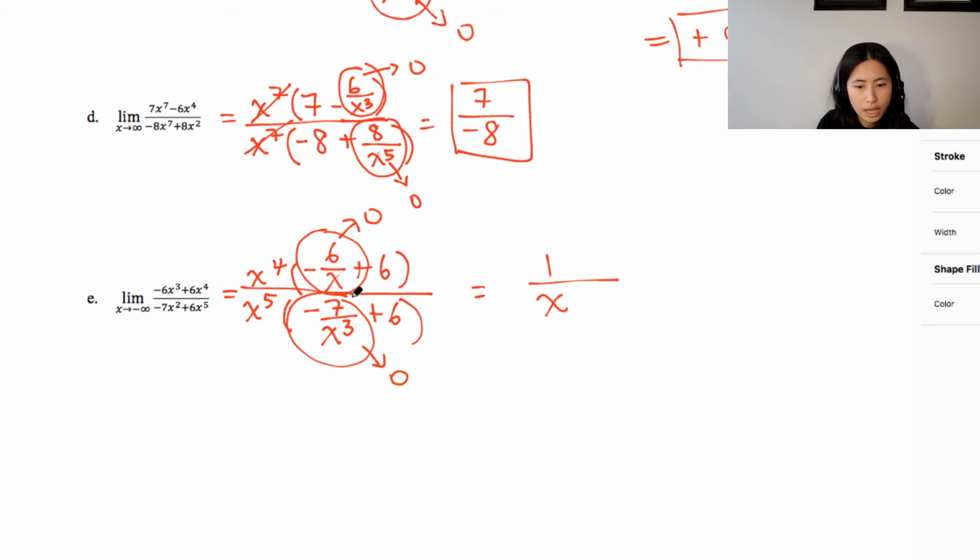Okay, so we have 0 and 0. Then you multiply this, so this is 0 plus 6, which is going to give us just 6. So it's 6 over 6. Essentially, this is 6 right here because you're taking out x to the 5. So that means you can just cancel this, and you're left with 1 over x.